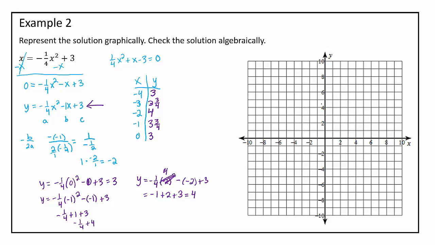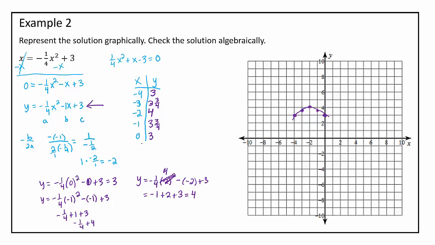So we want to graph 0, 3, negative 1, 3 3/4. And then we want to do negative 2, 4. And then negative 3 is 3 3/4. And negative 4 is 3. Now we've actually got kind of a problem here because we don't have enough points. This is a parabola opening down, but the question is, where exactly is it going to go through the x-axis? And as a mathematician, I don't want to guess that.